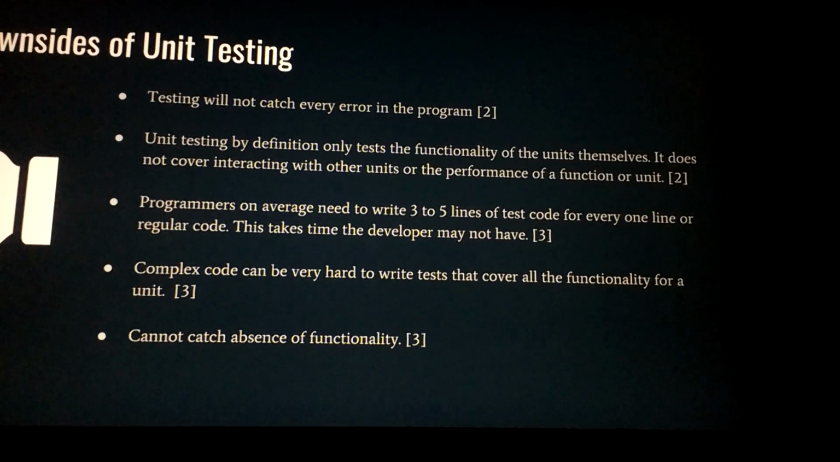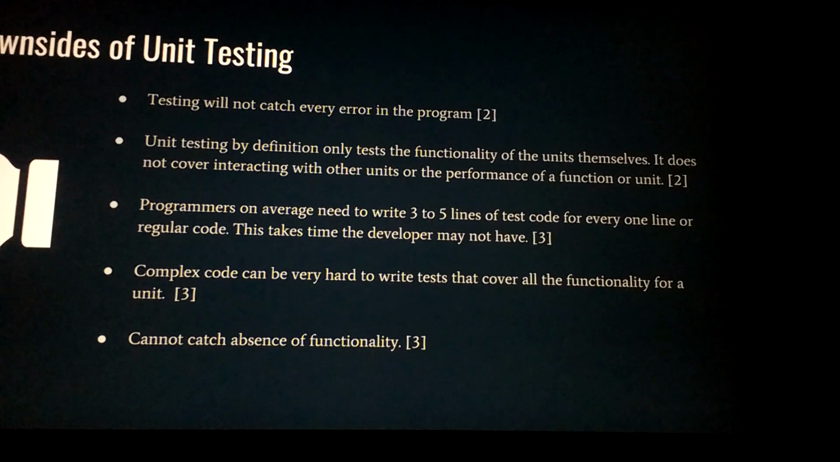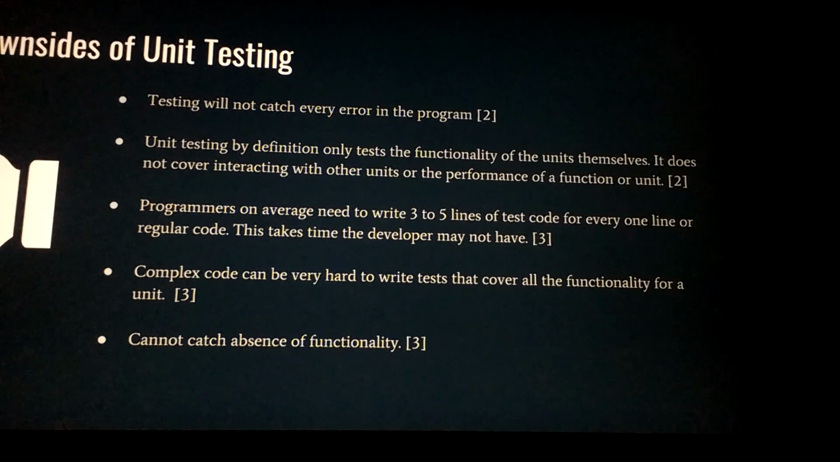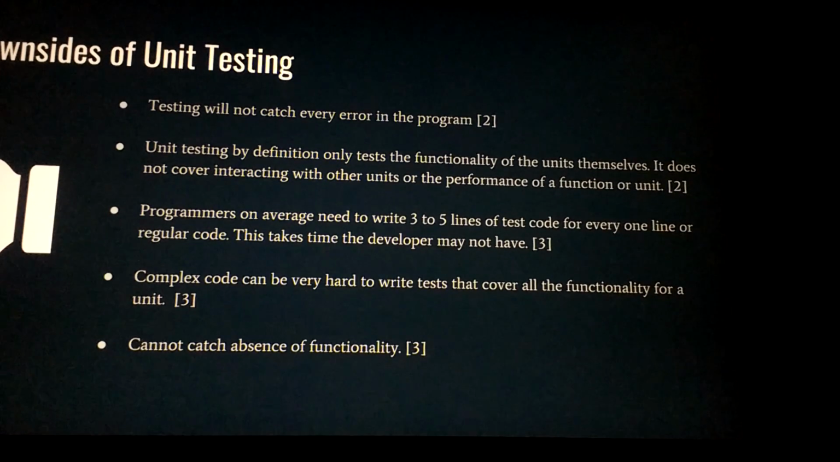On average, a programmer needs to write 3 to 5 lines of test code just for 1 line of regular code. Also, the more complex the unit being tested is, the more difficult it can be to write tests that accurately cover all the functionality of the unit.